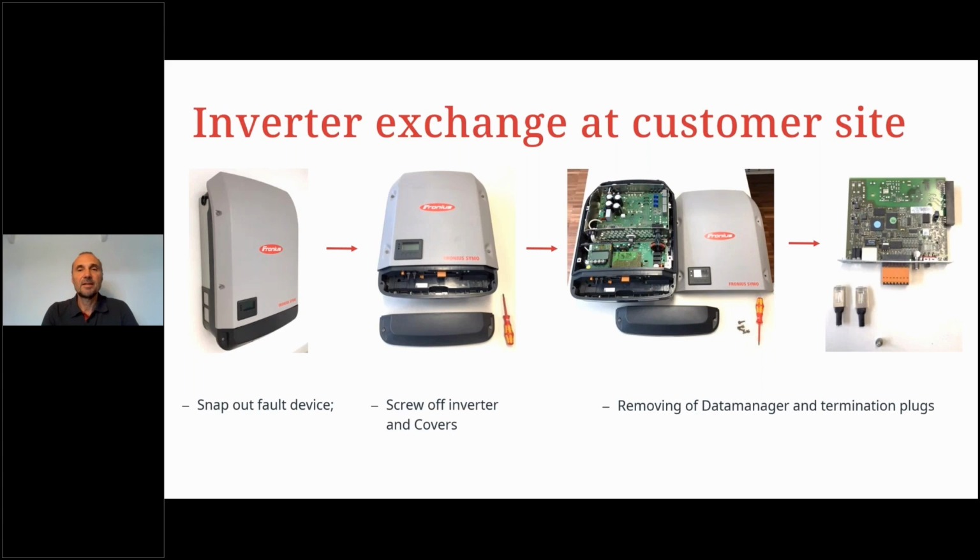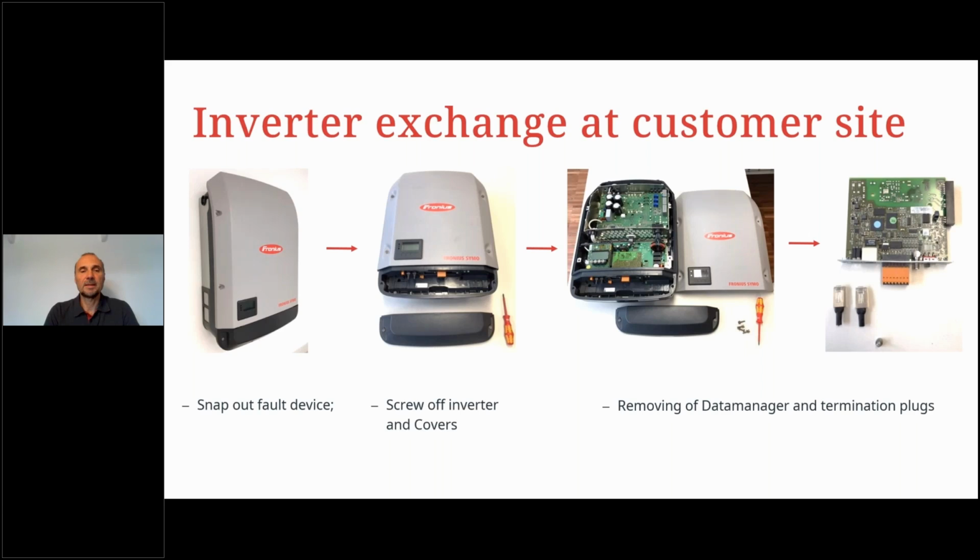How does the inverter exchange at the customer side look like? Basically, in the left picture, you see the SnapINverter faulty device on the wall. You open the front cover, the dark gray cover on the bottom, and you open the two screws, switch off the DC switch and AC switch, and remove the inverter from the wall mounting plate.